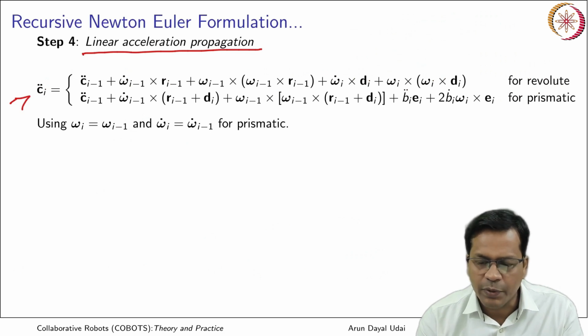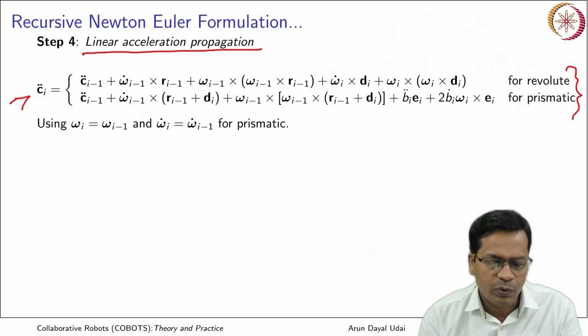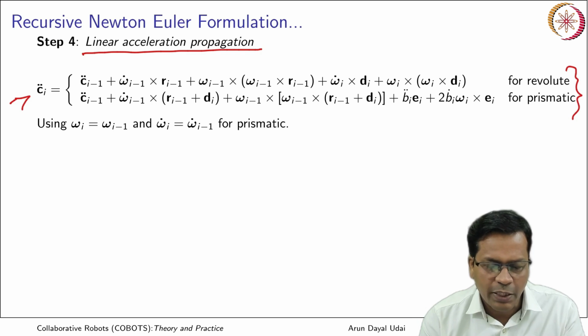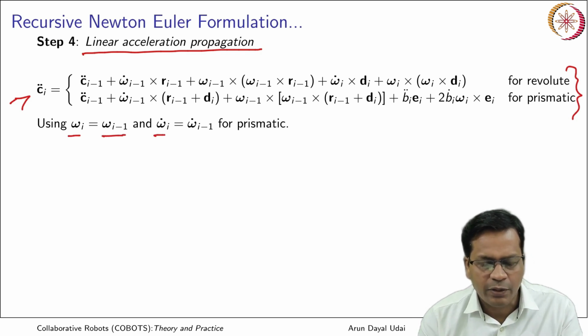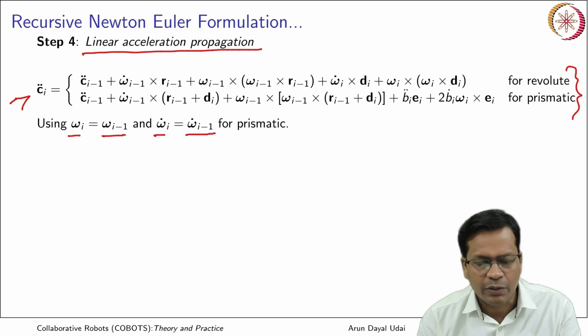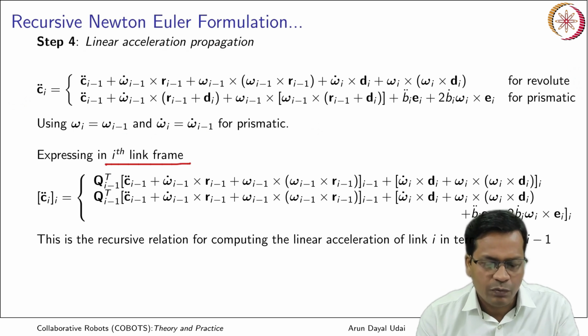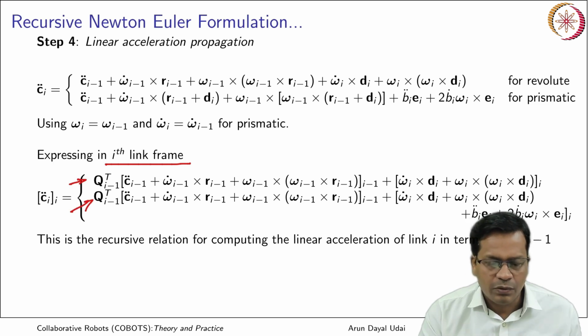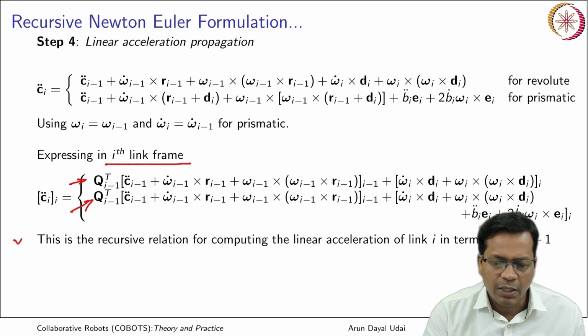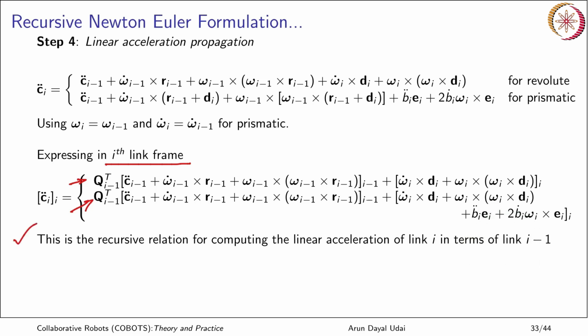So, that is for prismatic and revolute joint both. In case of prismatic joint, omega i is equal to omega i minus 1 and omega i dot is equal to omega i minus 1 dot. Expressing in the ith link frame again in the same way, we can use Q i minus 1 transpose to do that. So, this is the recursive relation for computing the linear acceleration of link i in terms of link i minus 1.